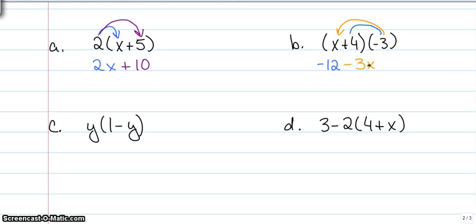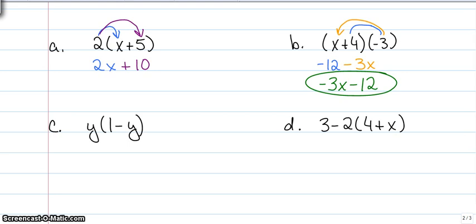But we have a proper form in math when we write these expressions. We always want the number with the variable to go first. So I'm going to move my negative 3x to the front, my negative 12 to the back, and that's going to be our proper form. Negative 12 minus 3x is correct. We just want to make it a little better by putting it in the right form.